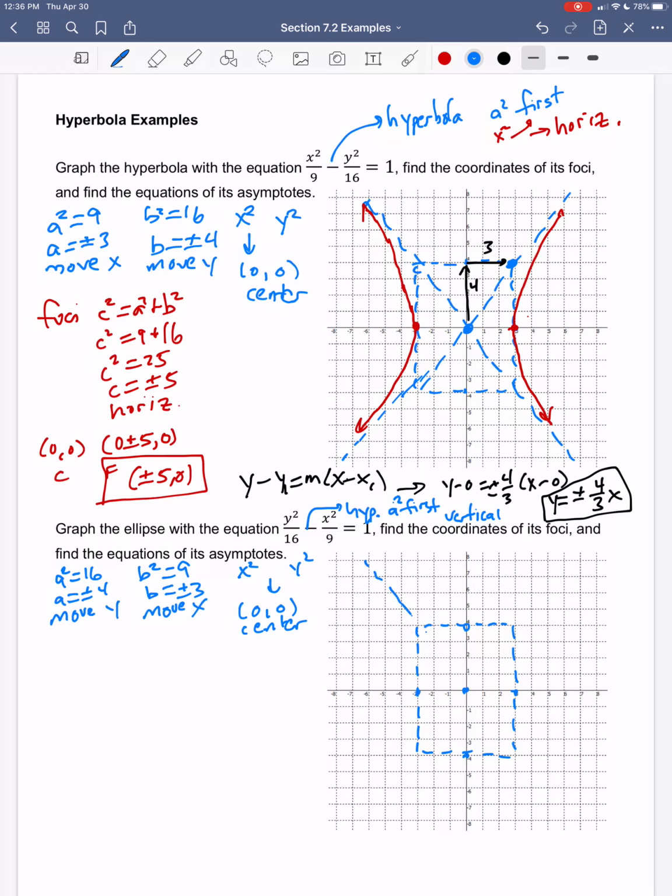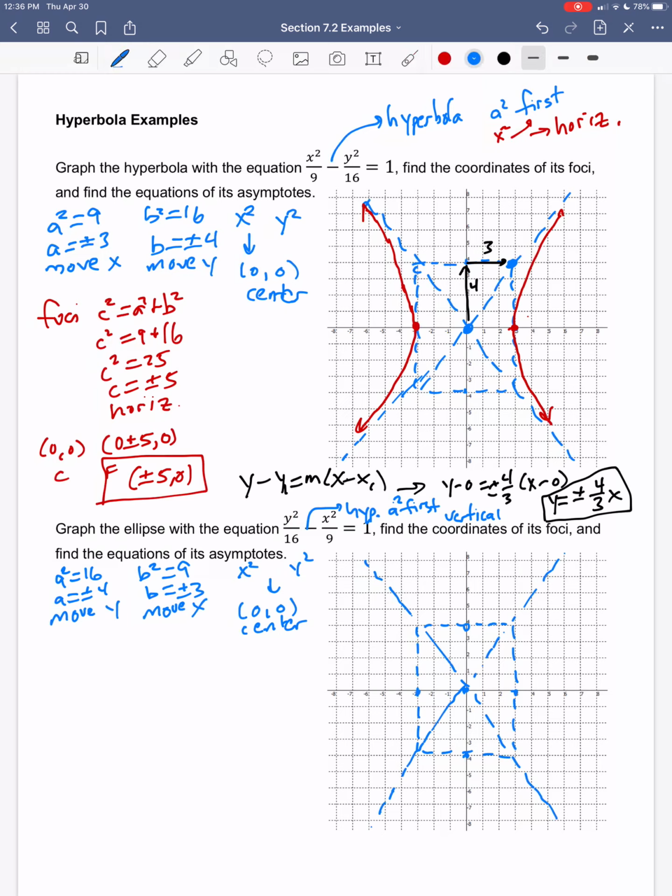And one of the things you might notice, this box and diagonals, it's exactly the same as what I did up here in this other example. My a squared and b squared are changed, but the 9 was with the x squared in both examples, the 16 is with the y squared in both examples, so I'm moving the same amount in x and y. The difference is, in the first example, x was first, so it was horizontal. In this second one, y is first, so it's vertical.